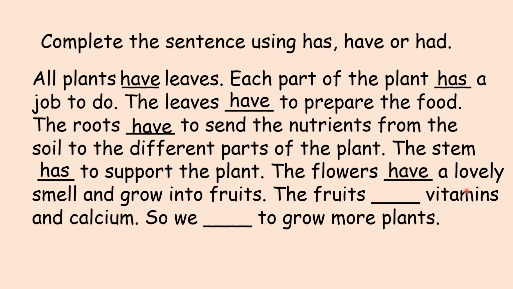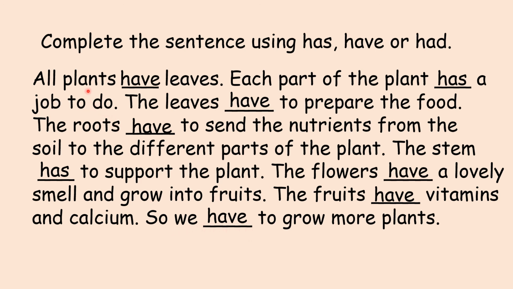The fruits dash vitamins and calcium. Here again it is fruits, which is many. So the word have is used. So we dash to grow more plants. Which word? We is there. We means many. So the word have is used here.